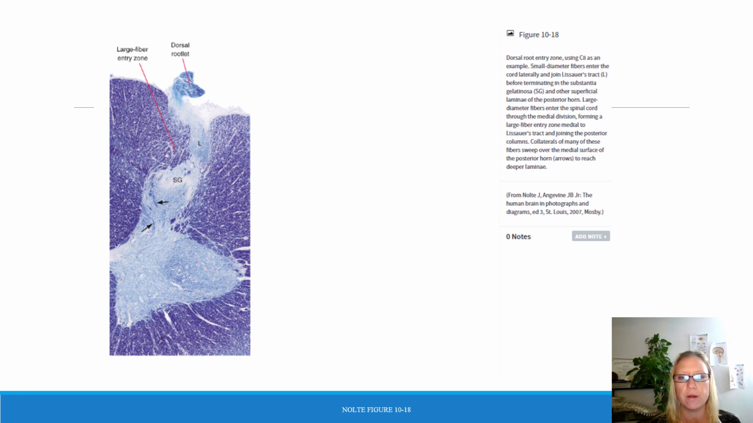This is just another picture for you, to see what we're looking at here. You can see the dorsal rootlet there, and that SG being the substantia gelatinosa area. You don't have to label this or memorize it. It's just a cool looking picture, to give you a little perspective.